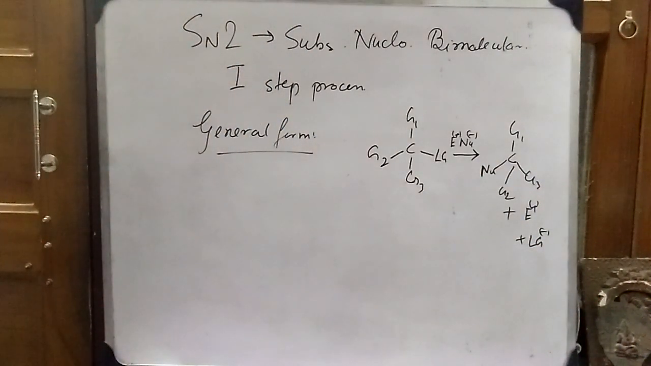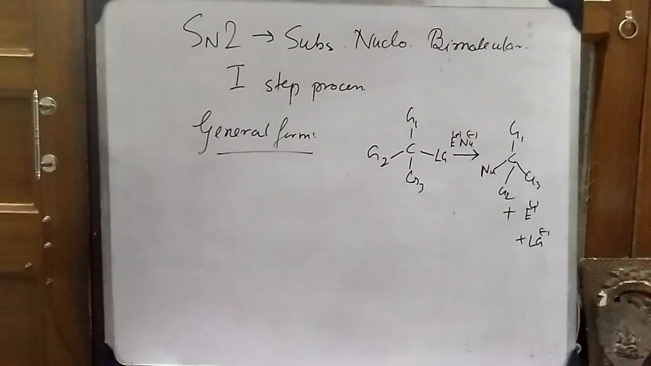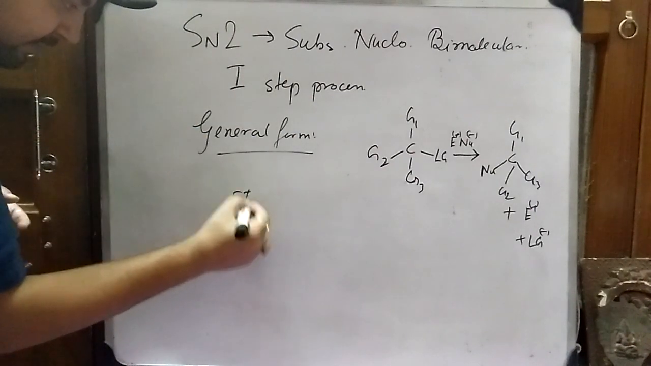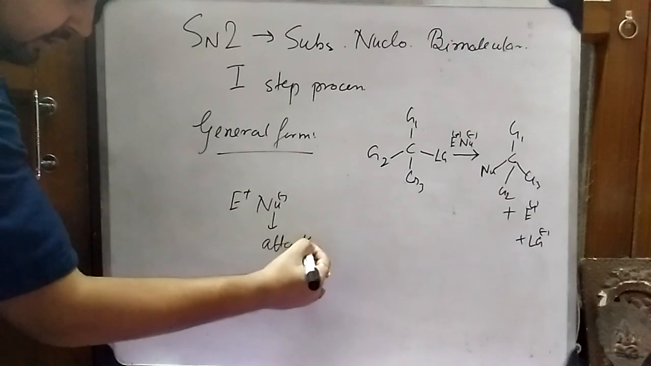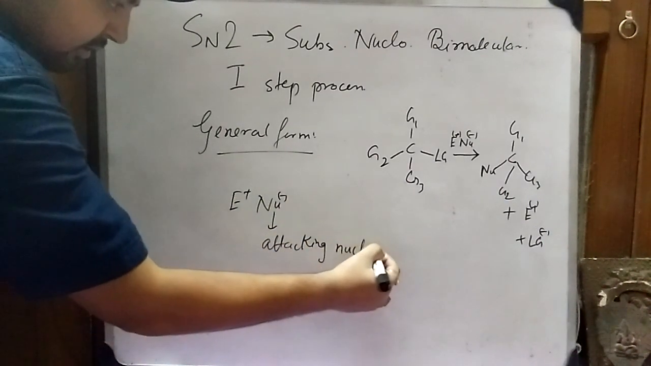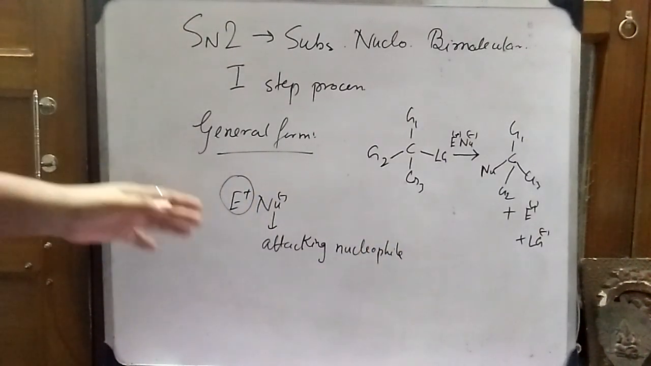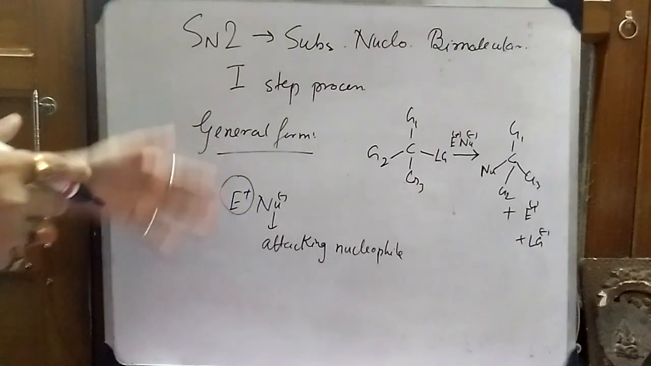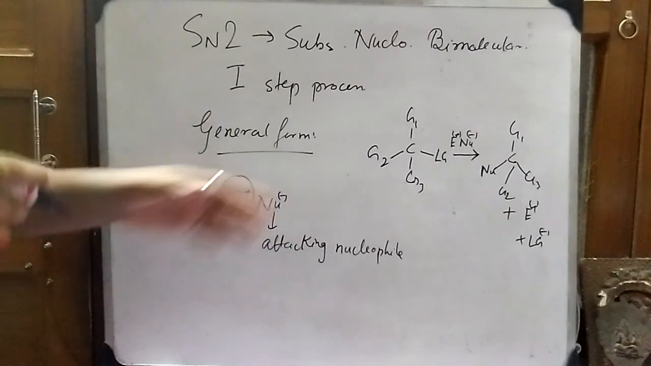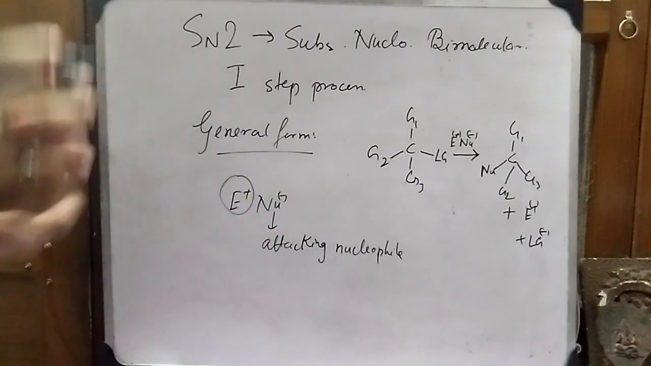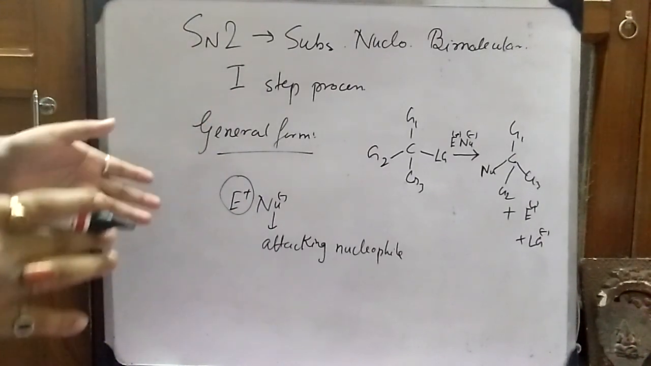Now let us study the mechanism of the reaction. Here I have written the reagent as E plus and Nu minus, where this is the attacking nucleophile. As I told you in the previous video, some nucleophiles are highly stable, some are less stable, but no nucleophile will stay as an anion forever. It has to combine with an electrophile to become a stable compound. So this is the main thing.